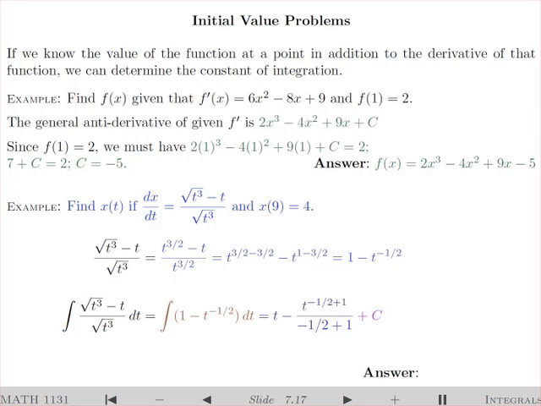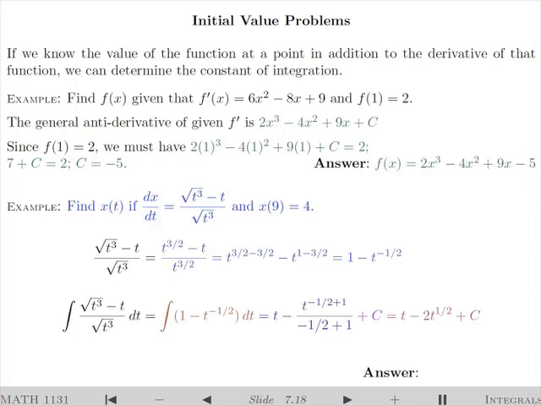Now I'm going to simplify this a little bit. Negative 1 half plus 1 is 1 half. So the second term is minus t to the 1 half over 1 half. 1 over 1 half is 2. So the second term is minus 2t to the power 1 half.